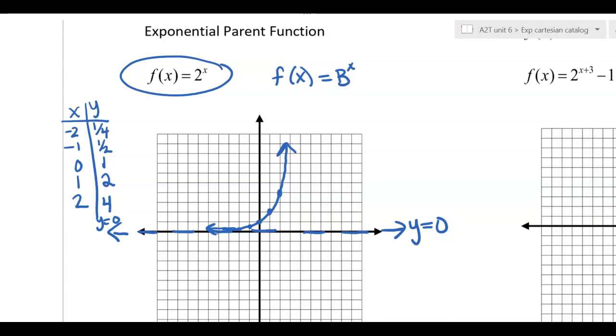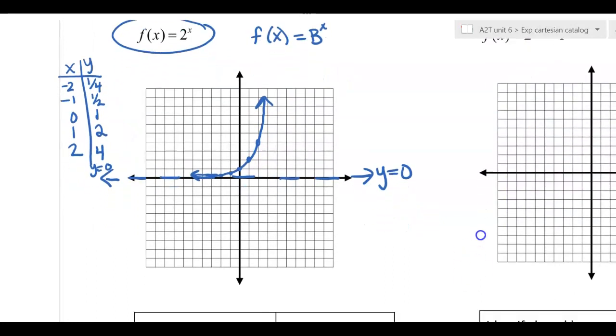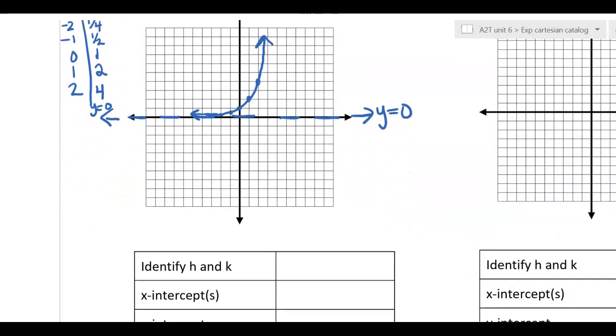All right, so let's go ahead and remind ourselves about these. Now, I wrote the h and k a little bit differently on purpose. I didn't put them into a point because here's why. What is h in our parent function?